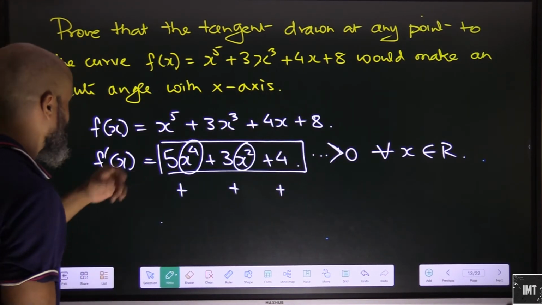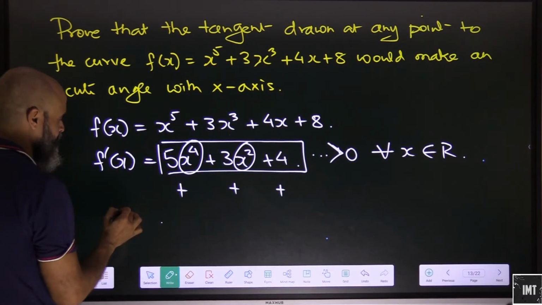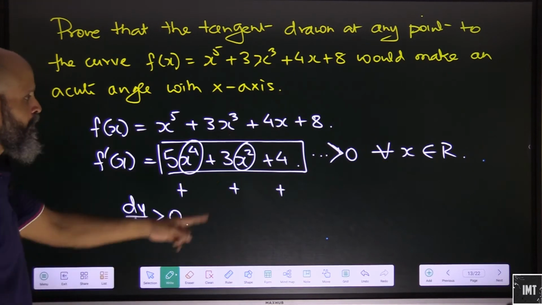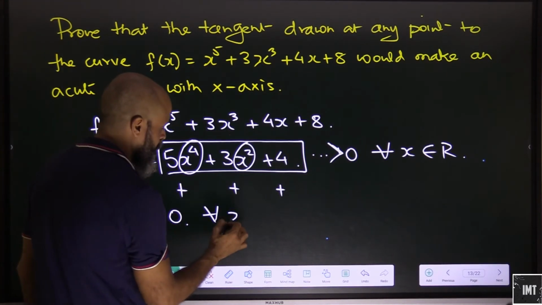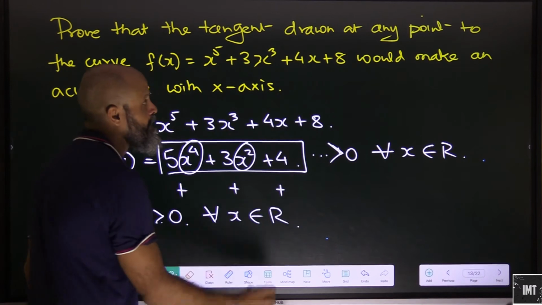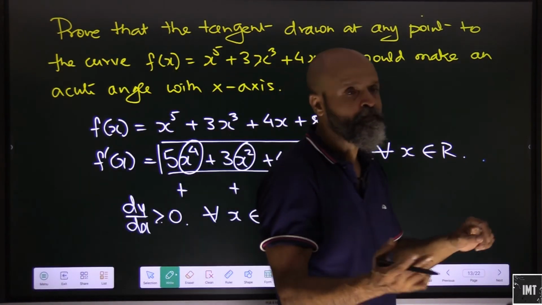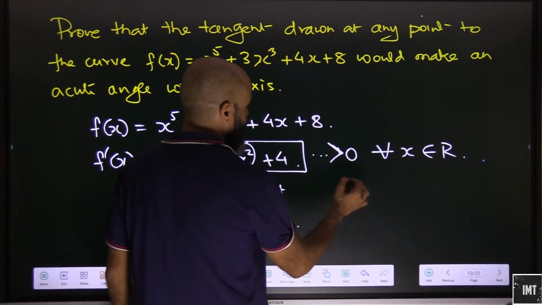Okay. So in that case, this is what we are getting, dy by dx is greater than 0 for all values of x, which is equivalent to real numbers. So now since this value is greater than 0, obviously tan will be an acute angle.